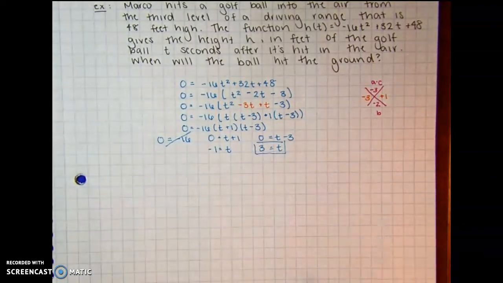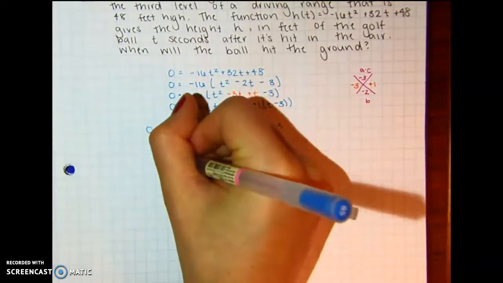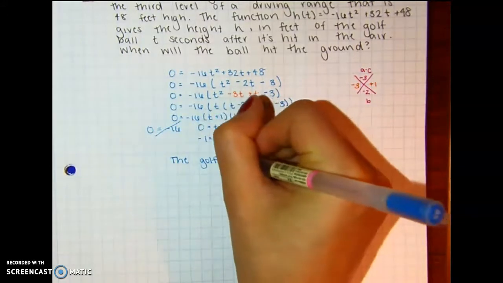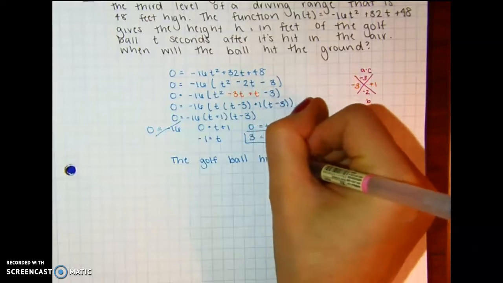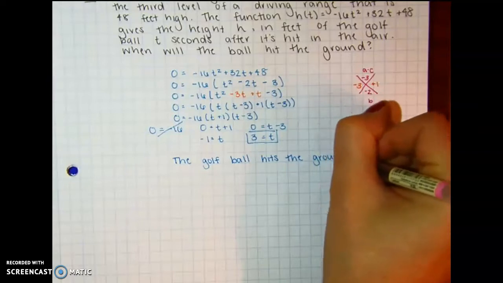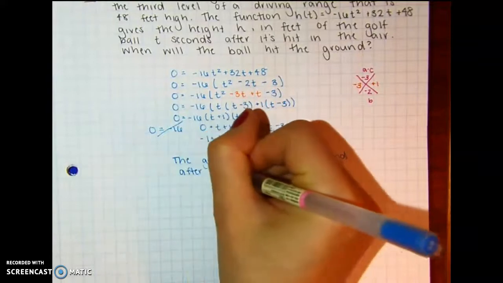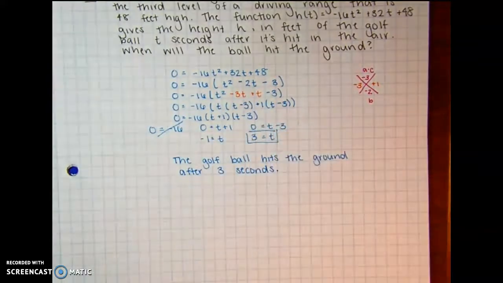But because this is a word problem, we need to answer the question. So what time, or when will the ball hit the ground? So the golf ball, specific, hits the ground after 3 seconds. And that's it.